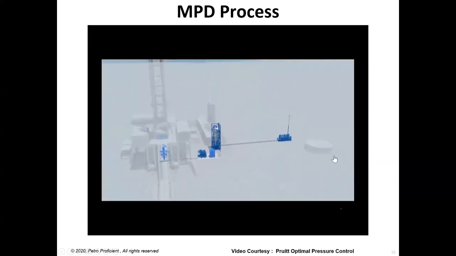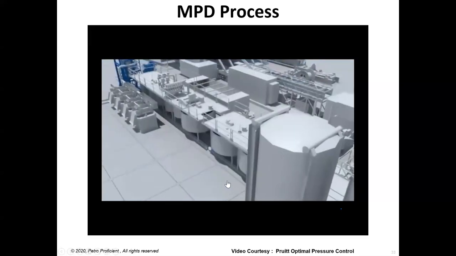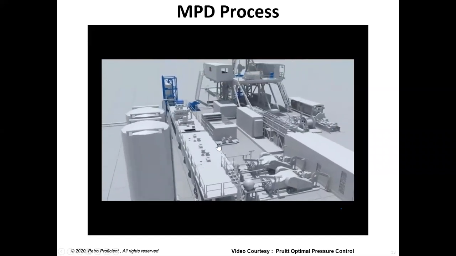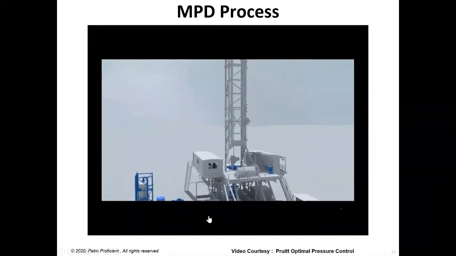So this is how a sleek or a small MPD setup would look like on any rig. You have your mud gas separator, your flare stack, your choke manifold, your Coriolis mass flow meter here. These are the main components. There could be add-ons as well. And this is the other components of the rig.